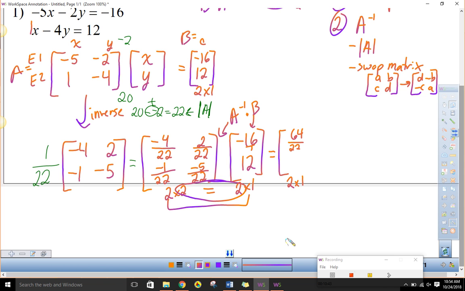So that's that guy times that guy. Then what's this guy times this guy going to give me? Remember, when we do multiplication, we do rows with columns. So we do first guy with first guy, second guy with second guy. I don't want to put too many lines there, that'll throw you off. 24. Anything else you want to add to that? All good there?